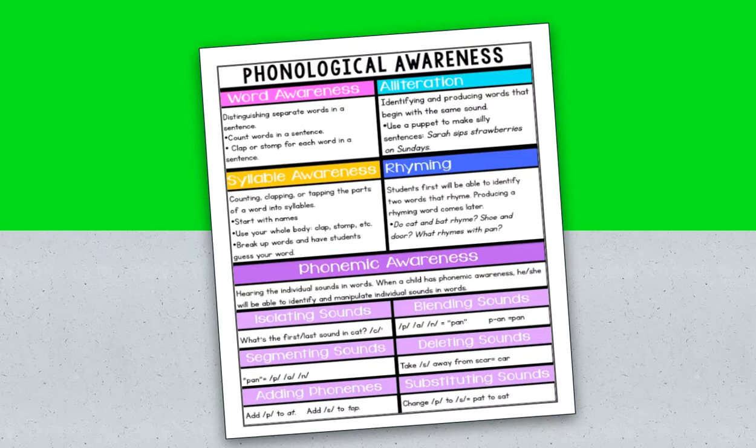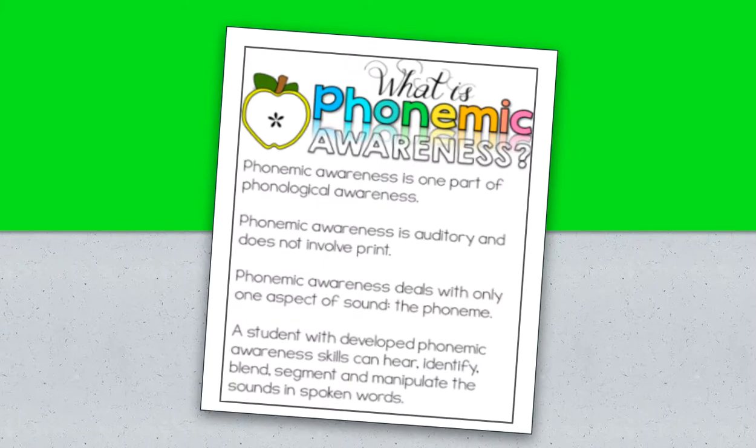We also have the phonemic awareness where we're isolating those sounds. So what's the first sound in cat? Breaking it up, k, at, and then blending those sounds back together, k, at, cat. And then we can take away sounds to make bat, at, and then add another sound in, changing bat to cat or fat, or even flat. So phonemic awareness is one part of phonological awareness.